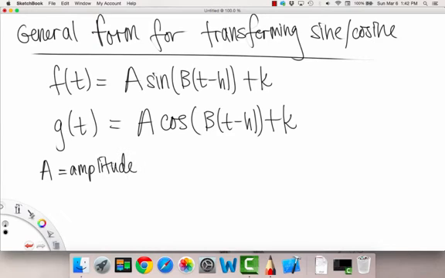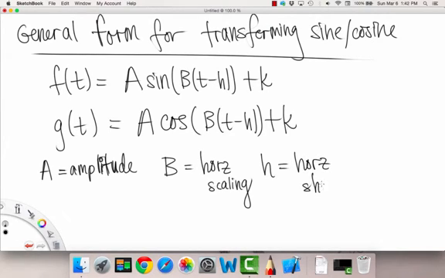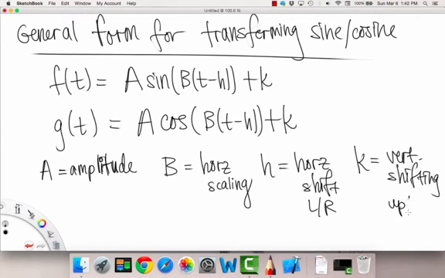Alrighty, and just a refresher, a gives us our amplitude. Amplitude means the largest magnitude, or the largest distance that we move away from our midline. B tells you your horizontal stretching or compressing. I'll just call it scaling, horizontal scaling. Our h tells us our horizontal shifting, left or right. And our k tells us vertical shifting, and that would be up or down, of course.